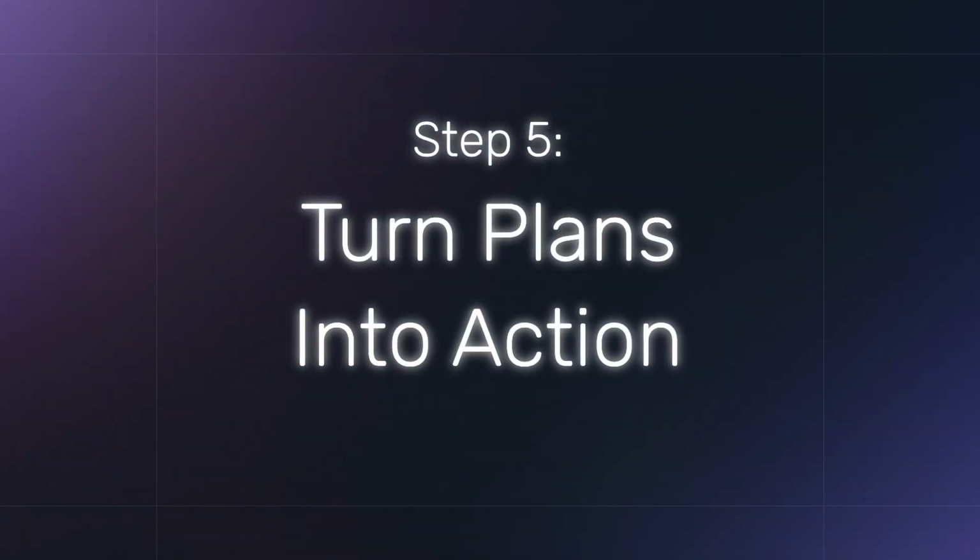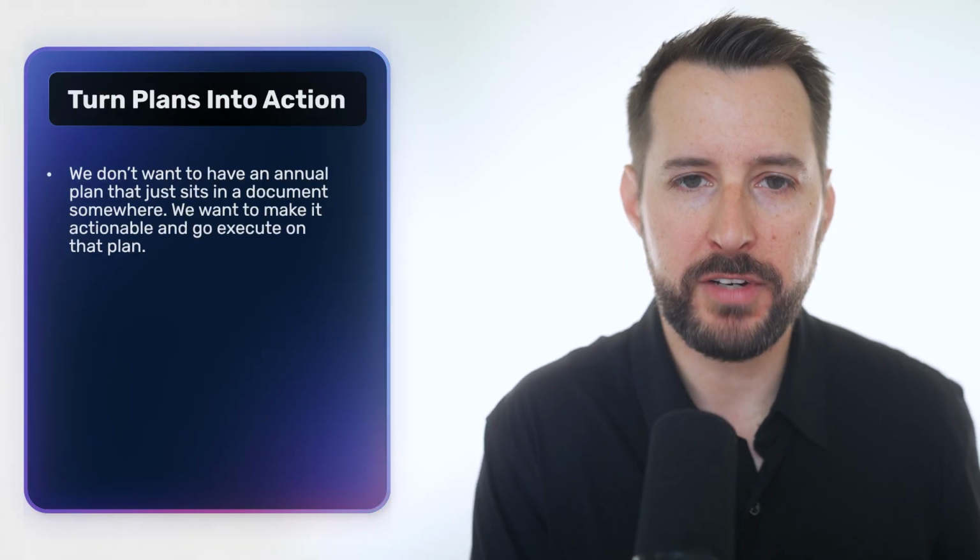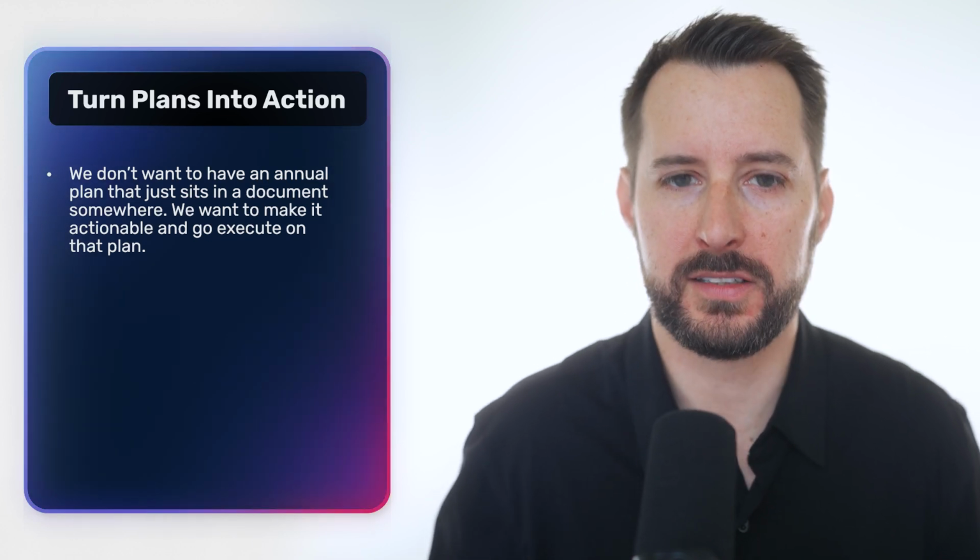Step 5 is to turn our plans into action. And this is probably the most critical piece of annual planning. We don't want to have an annual plan that just sits in a document somewhere. We want to make it actionable and go execute on that plan.